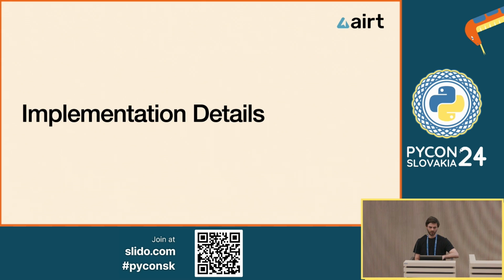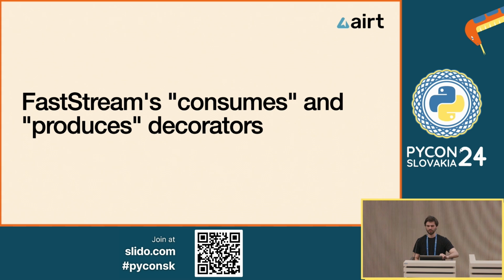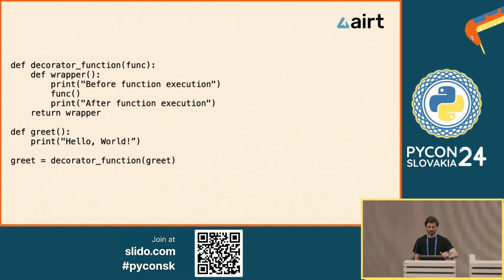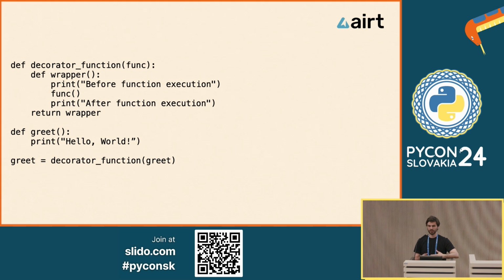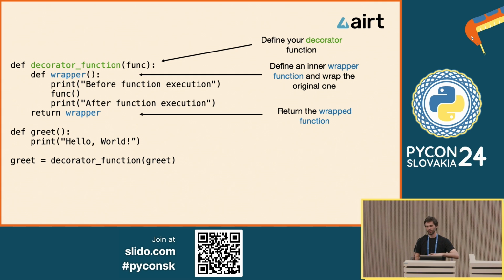Now let's take a look at some implementation details about what we did inside of FastStream. The code will be a bit simplified, but I think you'll get the idea. So first is decorating the consumes and produces. This is an example of a decorator for those who don't know. In this case, you just define your decorator function, define a wrapper function, and wrap your original function that you passed into the decorator function, and return the wrapped function.